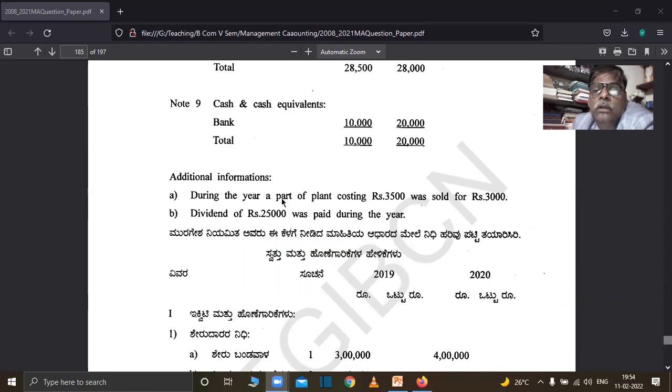Plant account. You take the opening balance of plant, take the closing balance of plant, then sale of plant. 3,000 is the sale. By sale means by bank. You write by bank, and 3,500 cost sold for 3,000. Now here there is a loss of 500. So 500 you record in the account. Thereafter find the purchase of asset, purchase of plant.